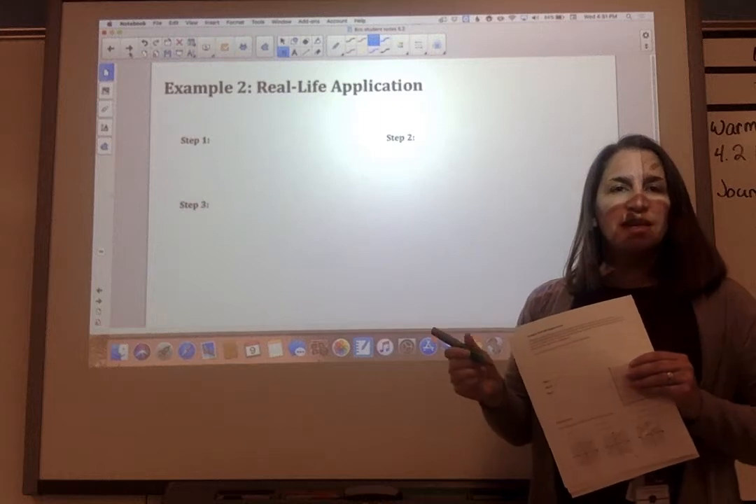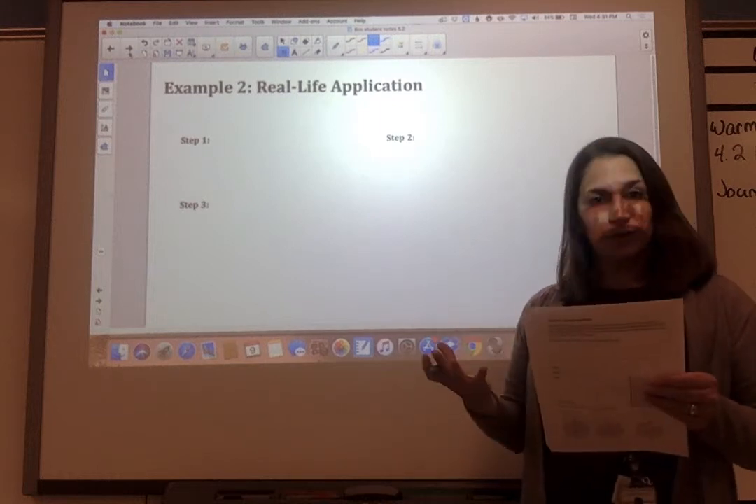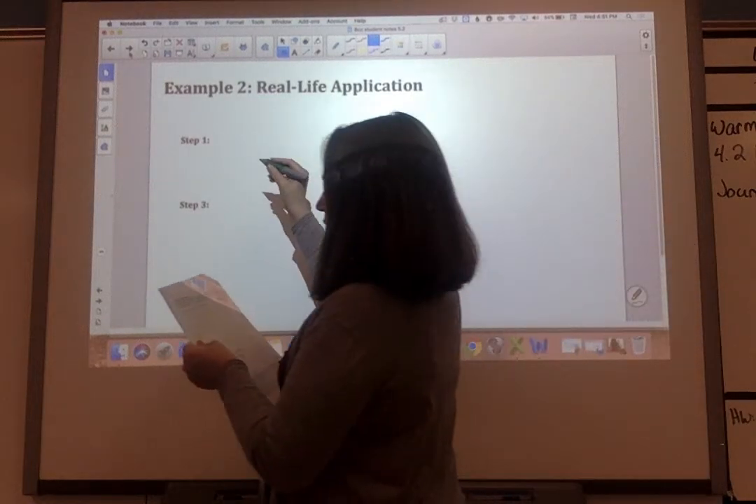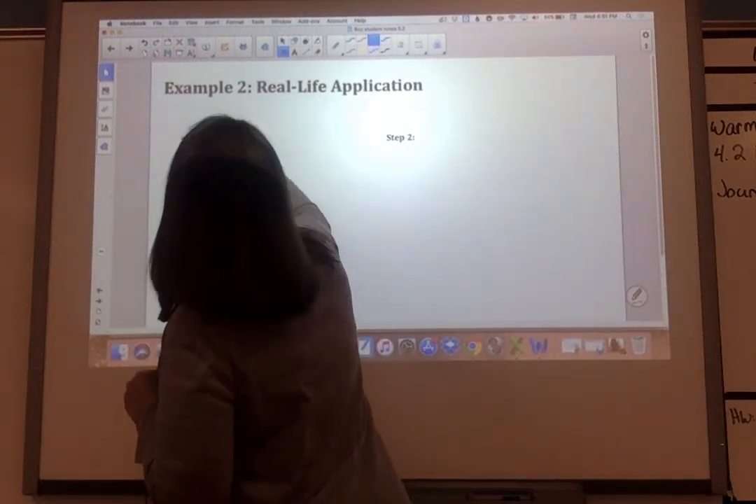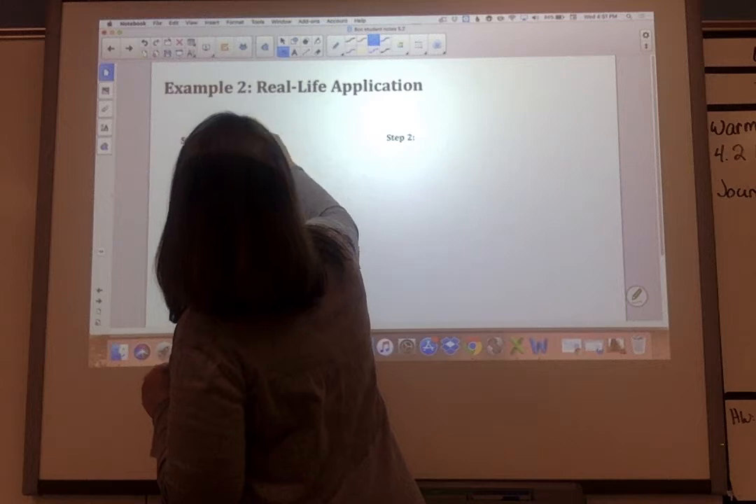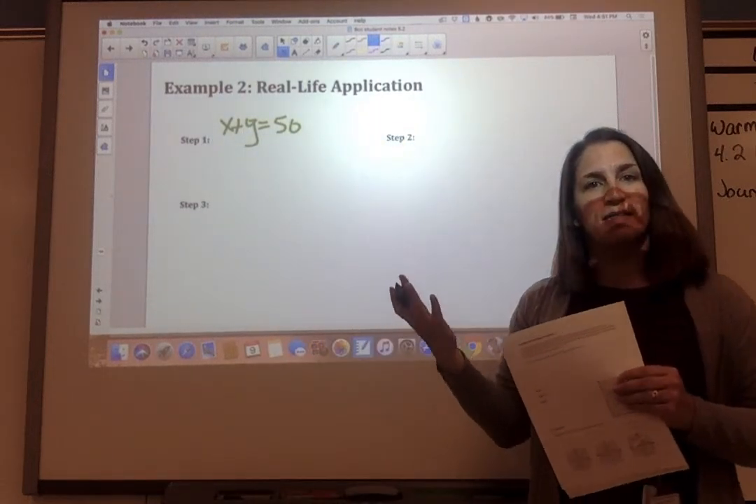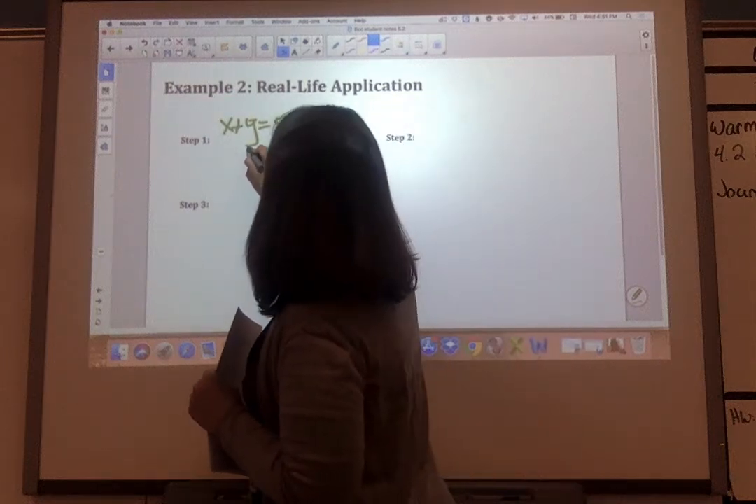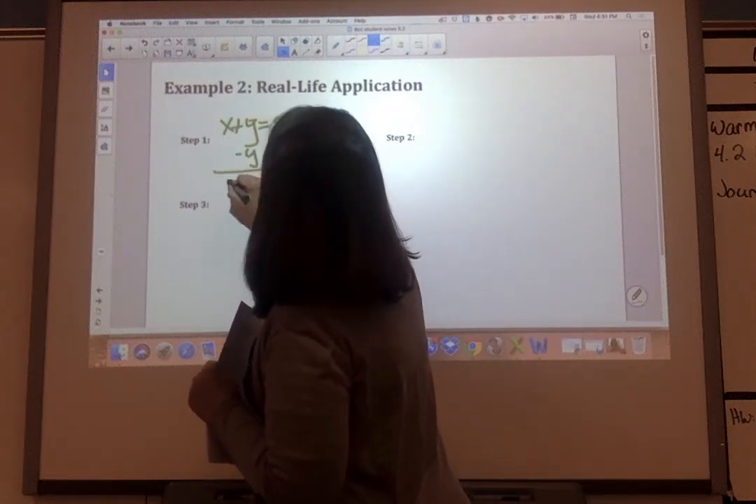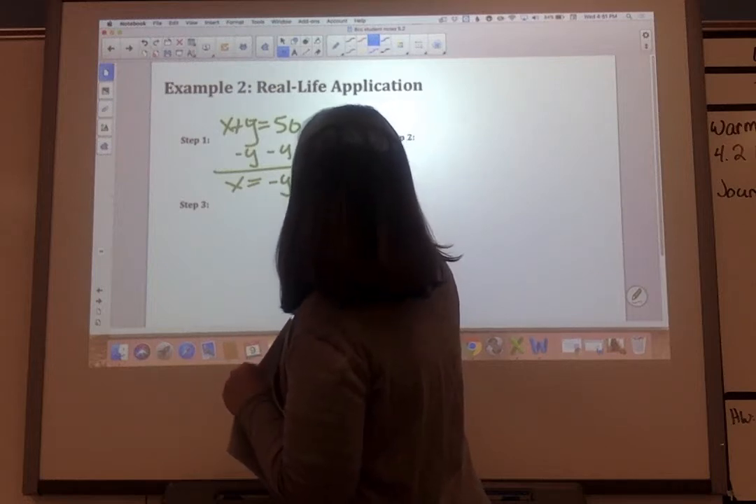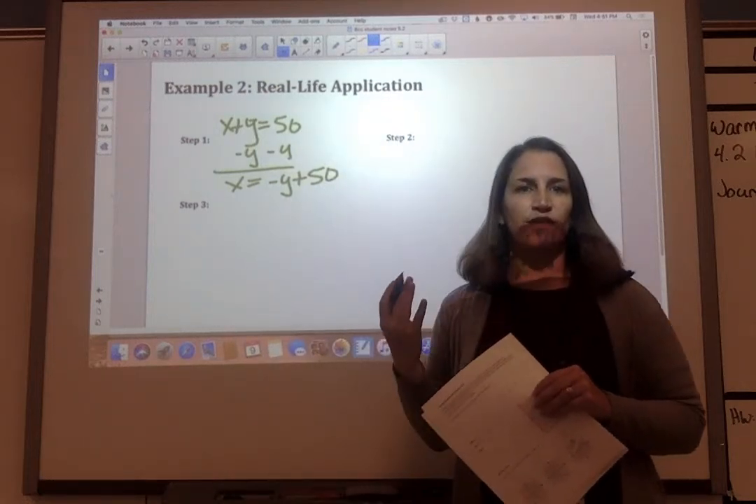So it's probably easiest for us to solve the first equation for one of the variables because it's a little bit simpler. So we had x plus y equals 50. Let's go ahead and solve it for x by subtracting y from both sides. We get x equals negative y plus 50. Okay, so that's step one.